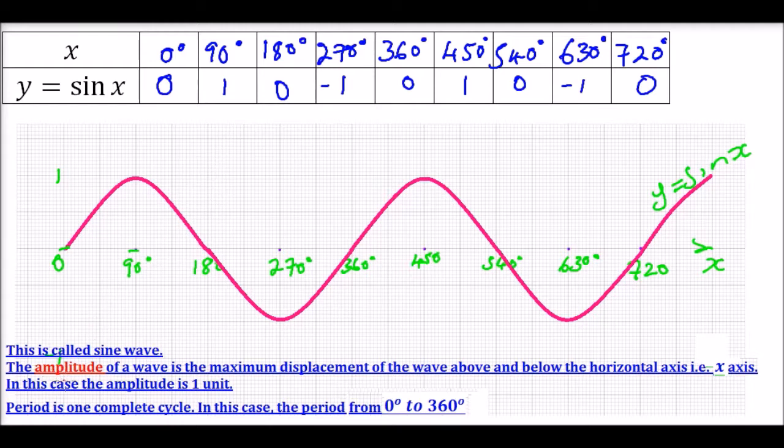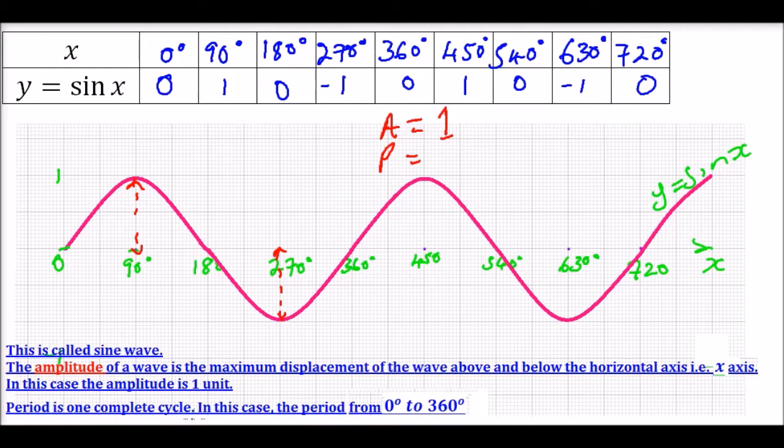The first one is the amplitude, denoted by the letter A. The amplitude of a wave is the maximum displacement of the wave above and below the horizontal axis, i.e. the x-axis. In this case, the amplitude is 1. This is what is described as the amplitude, the maximum displacement. Whether on the positive or negative side, we take the positive value. So the amplitude in this case is equal to 1.